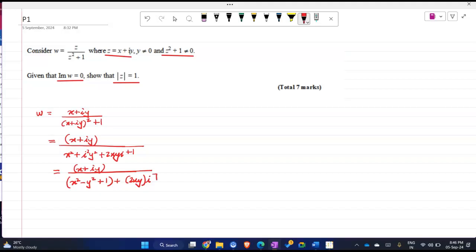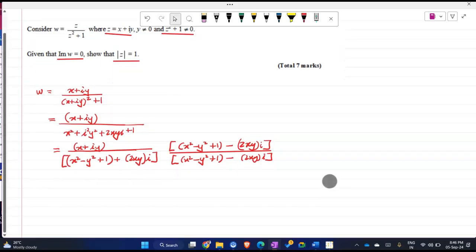Okay. Now we will multiply and divide by the complex conjugate, correct? So this will be x square minus y square plus 1 minus 2xyi upon x square minus y square plus 1 minus 2xyi.